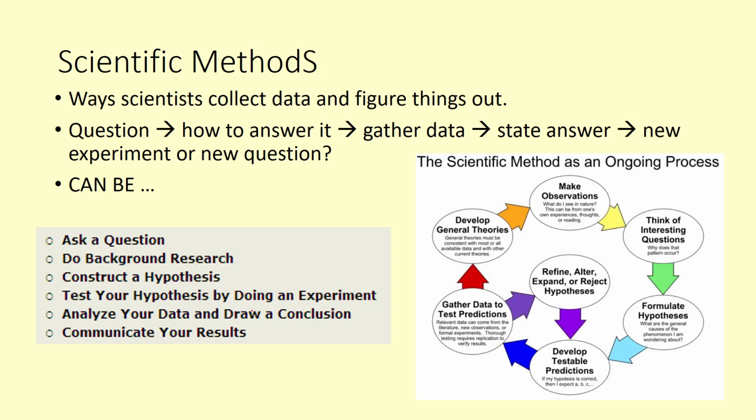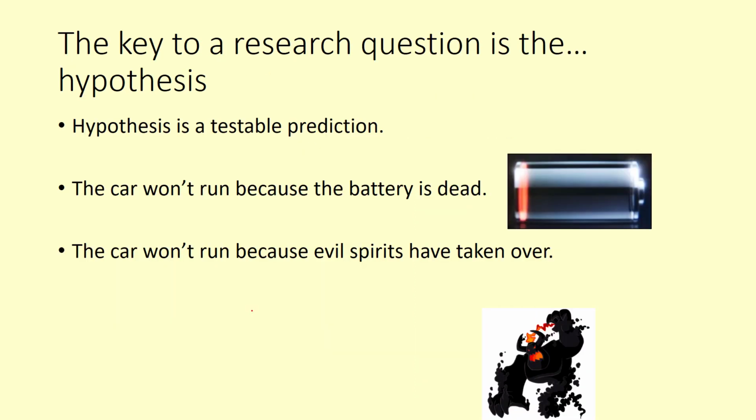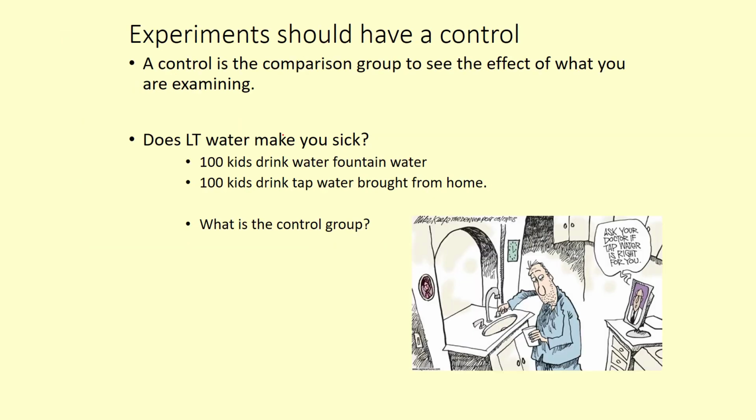you probably had a prediction about it. So one thing to realize is that a good research question has a hypothesis that's testable. Okay? It's a testable prediction. And so if you went outside and your car wouldn't start, your hypothesis could be that the car won't run because the battery's dead. That's testable. You can test that. The car won't run because evil spirits have taken it over. That is not so testable. Okay, so just keep in mind that a hypothesis is a testable prediction.